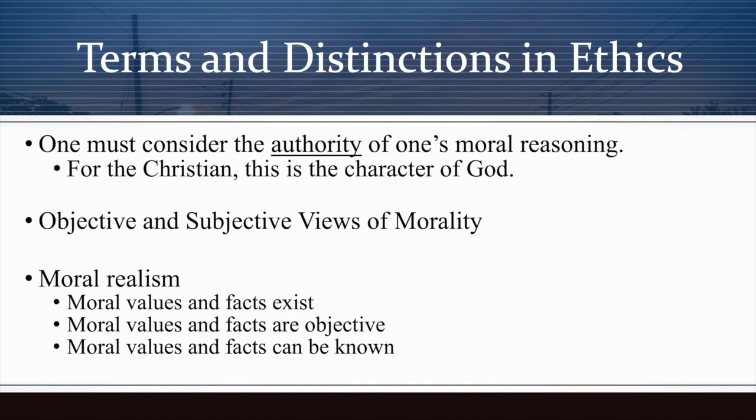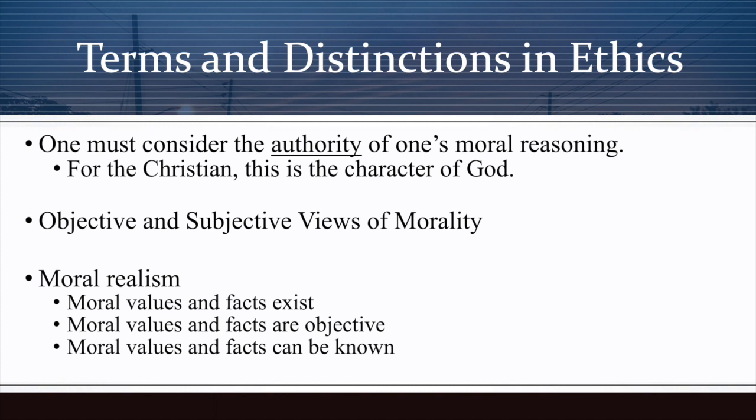Terms and distinctions in ethics. One must consider the authority of one's moral reasoning. For a Christian, that is God. It's the character of God. That is our authority for moral reasoning. But our world doesn't follow God. So where did they get their authority for their moral reasoning? So we must consider the authority. For the Christian, it's God.